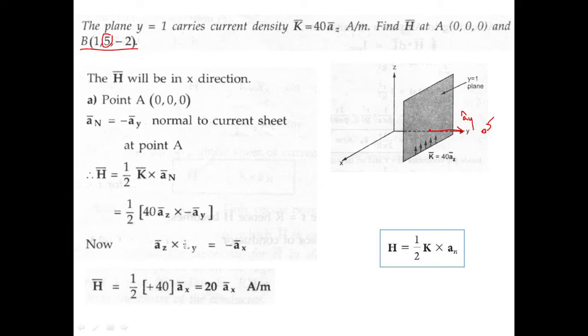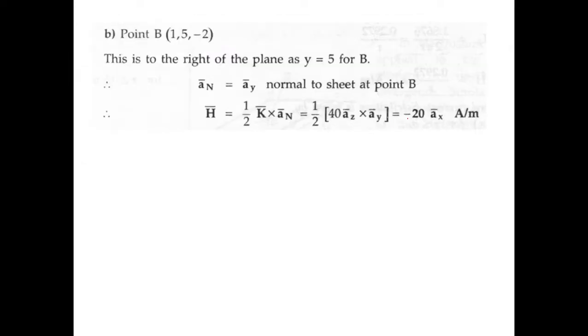Now what is the only change here? Here we have az cross ay as minus ax, so the answer will be negative. So h vector will be minus 20 ax cap. So here you can see half k vector cross an cap will be equal to half of 40 az, which was given in the question, cross ay.